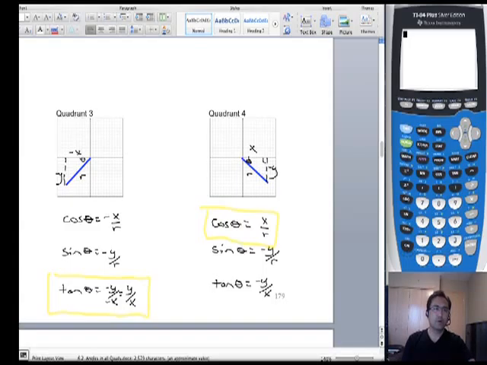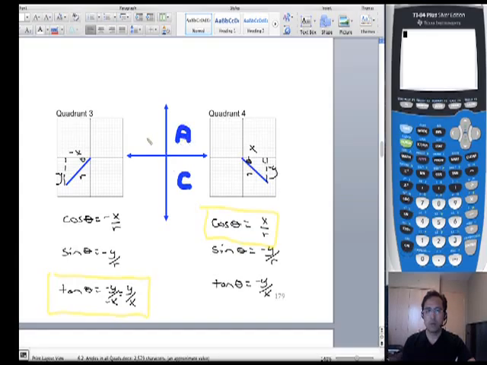Okay. Now if we were to quickly give you a little memory device to tell you which trigonometric ratio is positive in which quadrant, it would look something like this. Let's really thicken this up and use a really nice color. Cosine is positive in quadrant 4. All are positive in quadrant 1. Sine is positive in quadrant 2. And tangent is positive in quadrant 3. CAST gives you a little device to tell you which is positive in which quadrant.